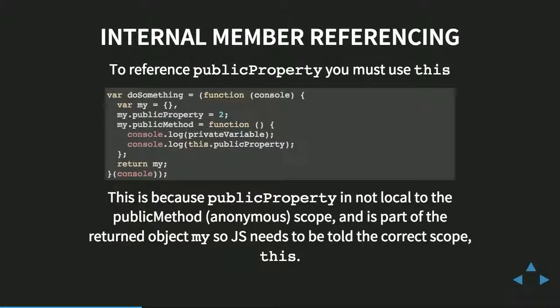Now internal member referencing, to reference another public property or method within your code, you have to use this. Everybody's familiar with this? Okay. It's because once you've created do something, later in the code, JavaScript needs to know which scope, and by using this, it knows. So here, we can use the private variables. You don't need this. Public, you need this. So far, so good? Okay.